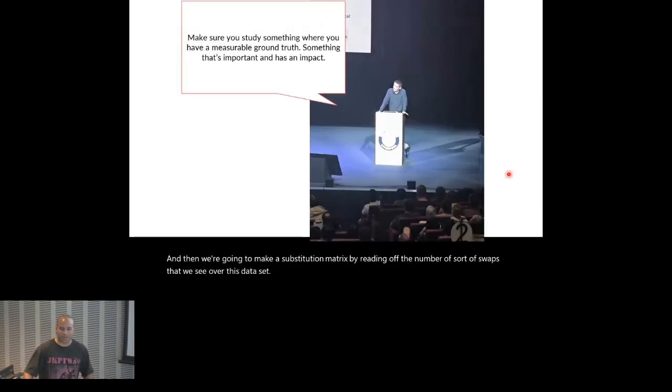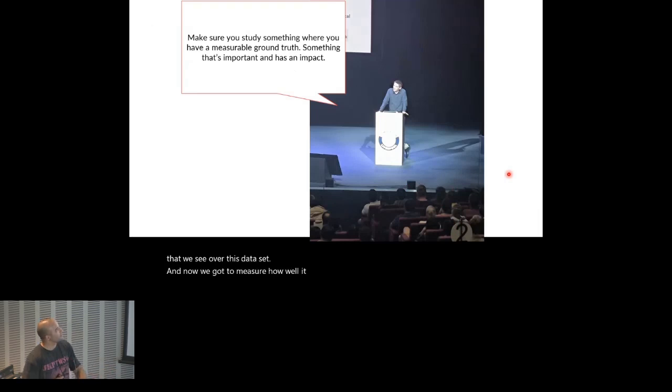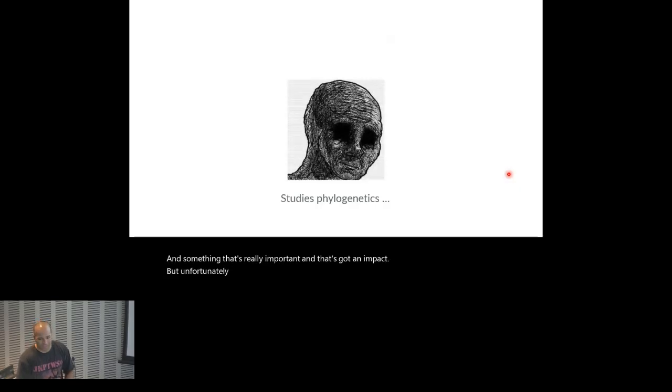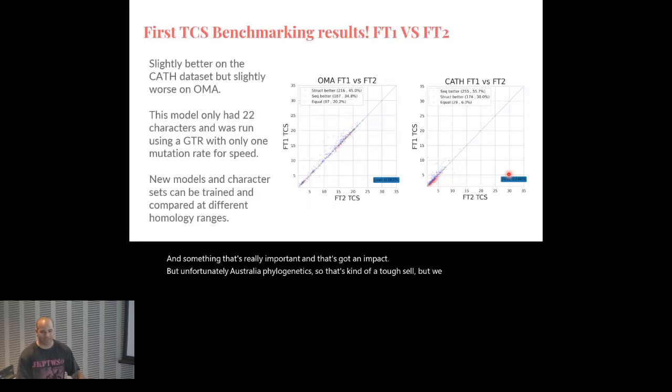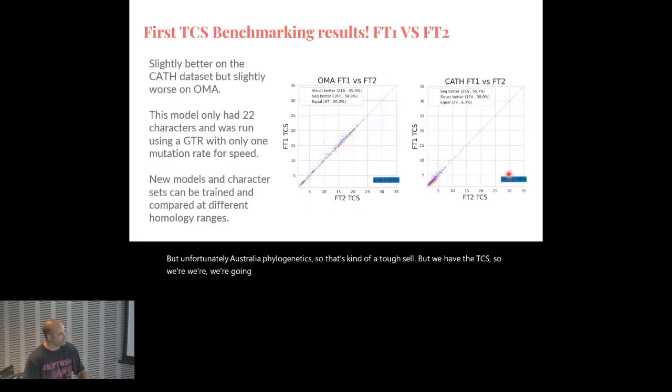And now we get to measure how well it does. So our buddy John says, make sure you study something where you have measurable ground truth, and something that's really important and that's got an impact. But unfortunately, I study phylogenetics, so that's kind of a tough sell. But we have the TCS, so we're going to run TCS on it. Fortunately, it does a little bit better on the CAF data set.